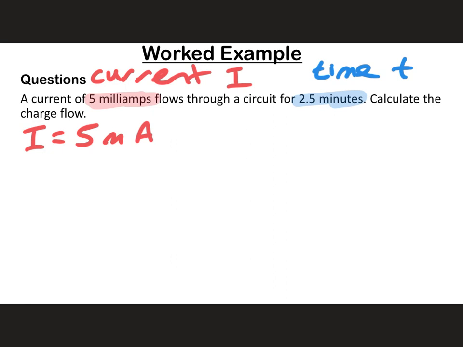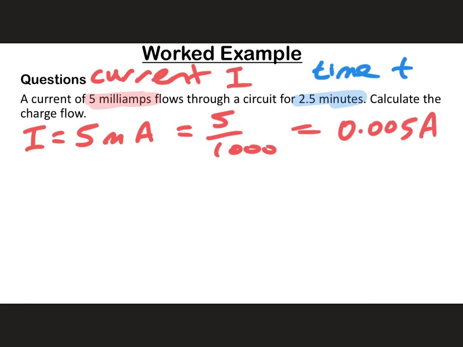Okay, now I need to convert that into amps. So remember that there's 1,000 milliamps in an amp. So to convert the milliamps into amps, I'm going to have to divide by 1,000. So that will equal 5 over 1,000, which you can put into your calculator. Once you put that into your calculator, that will come out as 5 times 10 to the minus 3, or 0.005 amps.